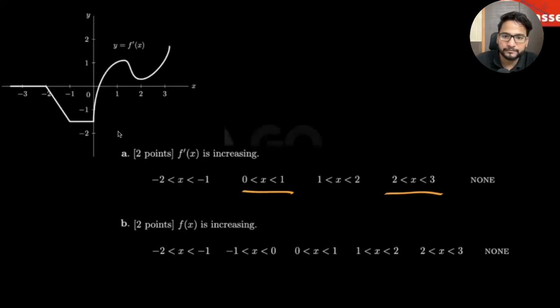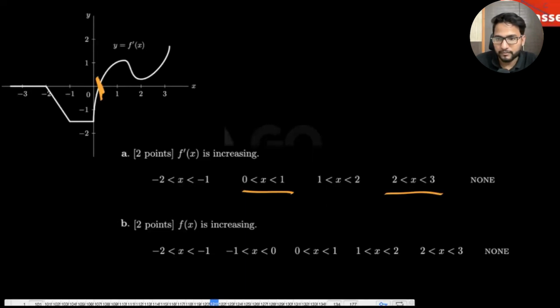Now, can you tell me? So for B, Saurabh is saying 0, 3. Okay, between 0 to 3, it is increasing. No, fx is increasing from somewhere from this point to, right? So maybe you can say that after 0, there is a point after which it started.